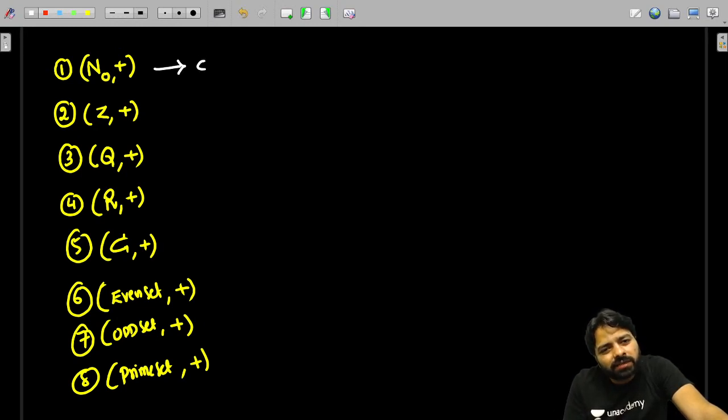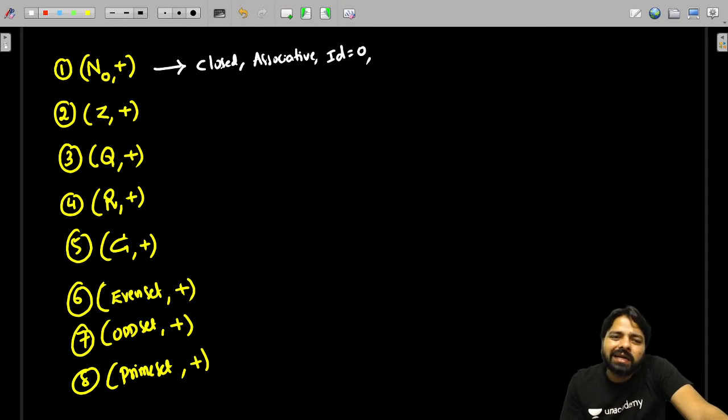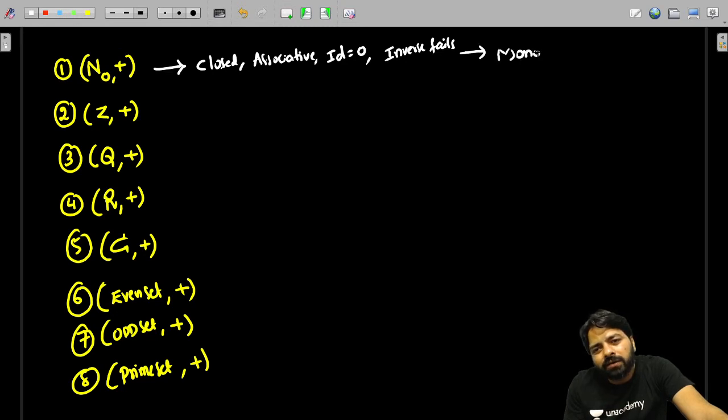It is closure, right? It is closed. And it is also satisfying associative. Keep going further. And identity is also there, 0. And inverse does not exist. So we failed at inverse. Inverse fails, so stop there. So it is a monoid but not a group.